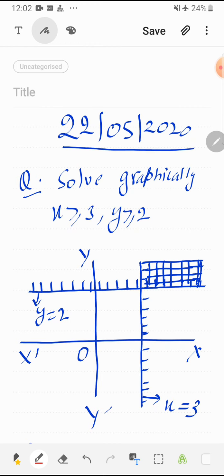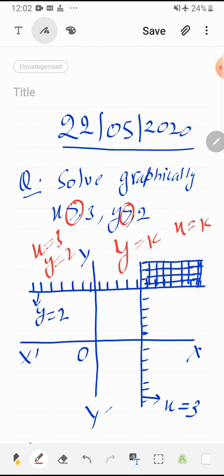As we have discussed in earlier videos, the line which is horizontal has the equation y equal to k, and the line which is vertical has the equation x equal to k. So first of all, we will again ignore the inequality and pick only the equal sign. These two lines: the first line x equal to 3 is a vertical line and y equal to 2 is a horizontal line. So we will count 3 on the x axis, 2 on the y axis, and draw the line.